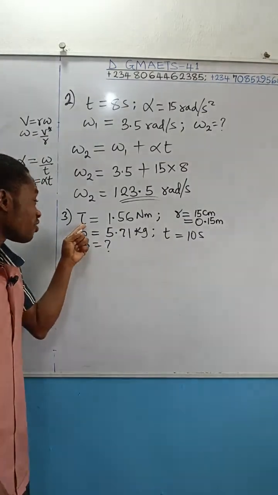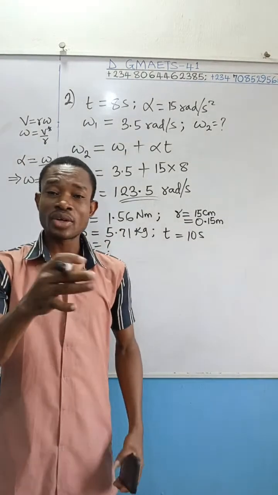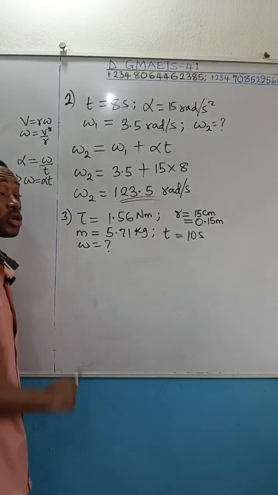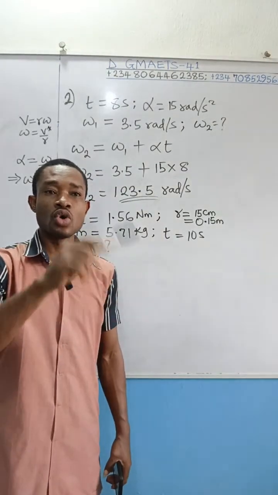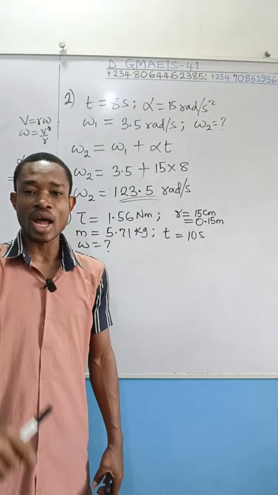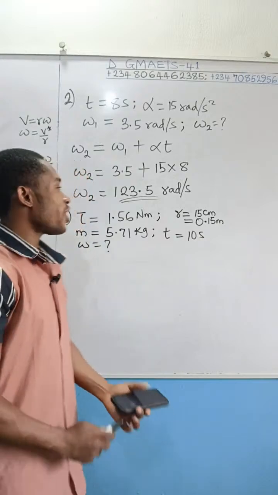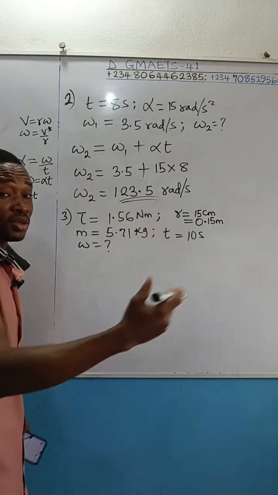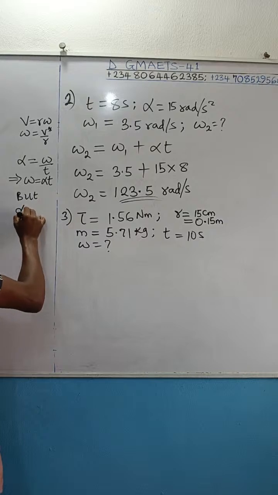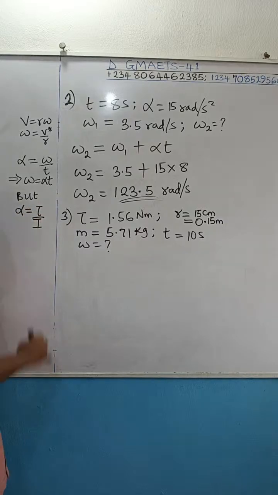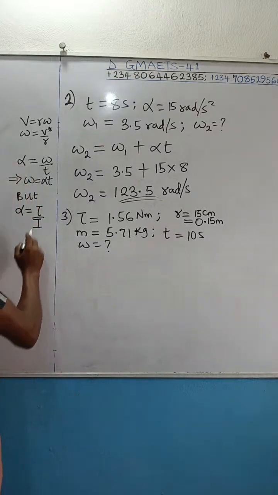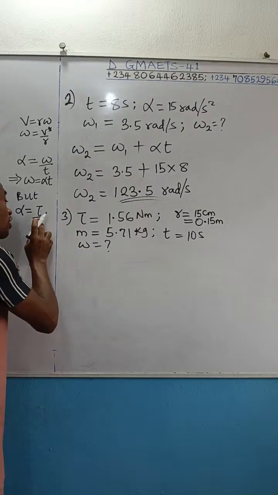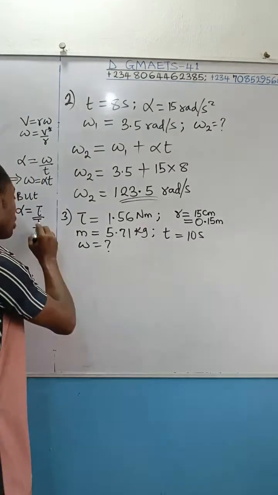Why? Because it gave me torque. There is this relationship between angular acceleration and torque, so I can obtain my alpha using this torque. As a matter of fact, torque is equal to moment of inertia times angular acceleration. It means that angular acceleration is torque divided by moment of what? Inertia. The question will now be, okay, I know the torque, but I was not given moment of inertia. Since I was not given moment of inertia, I have to go and find moment of inertia.